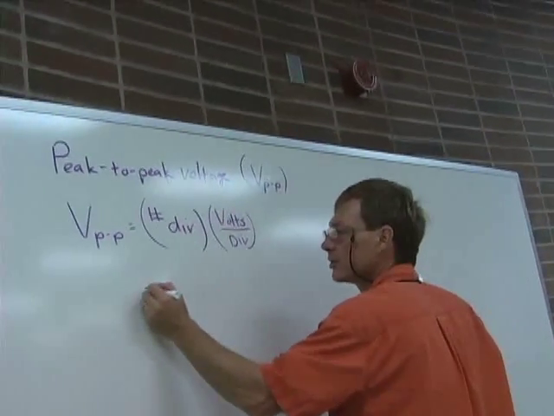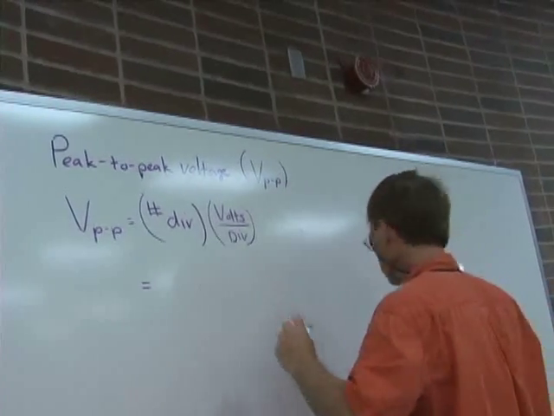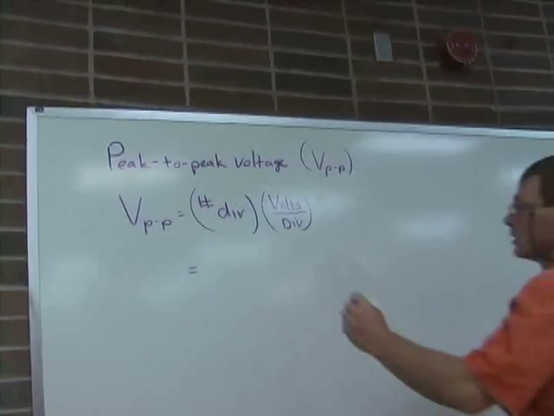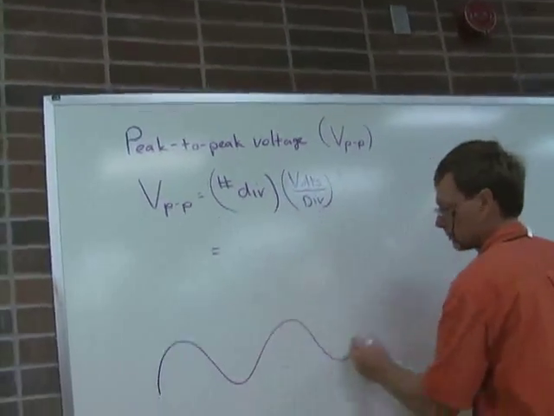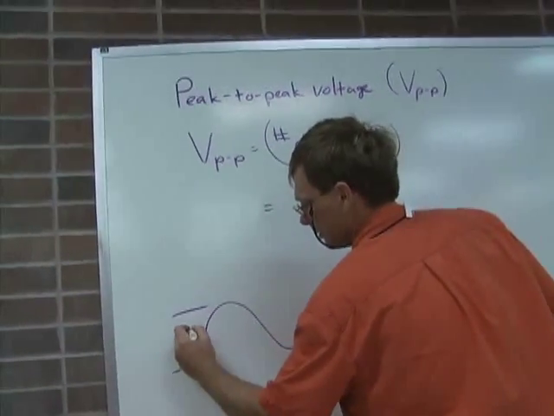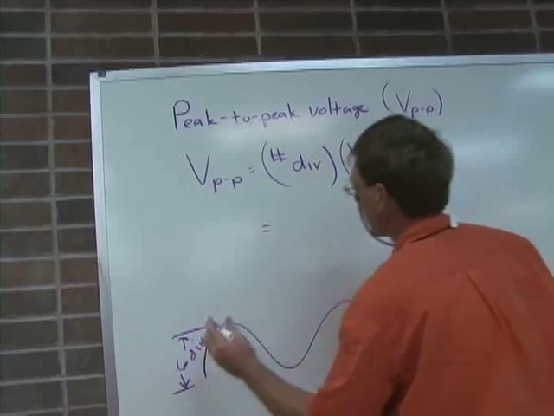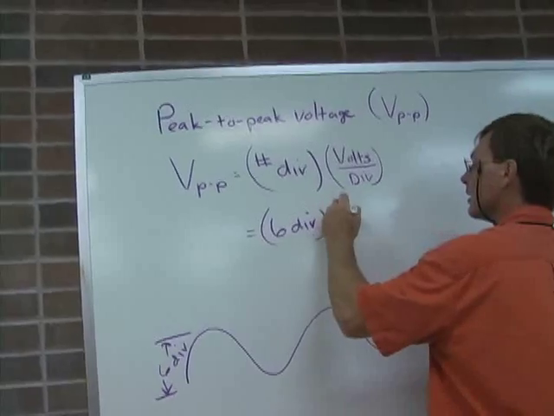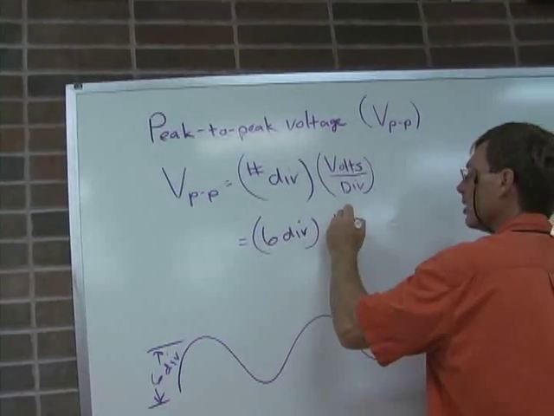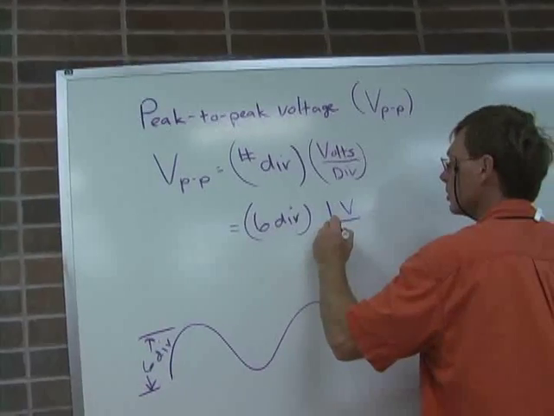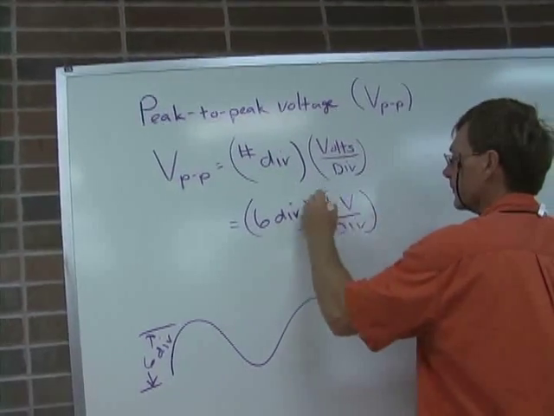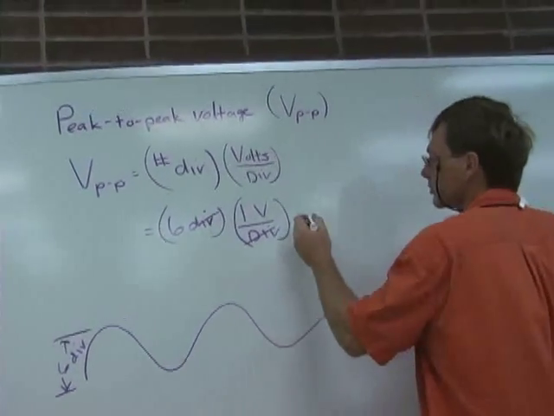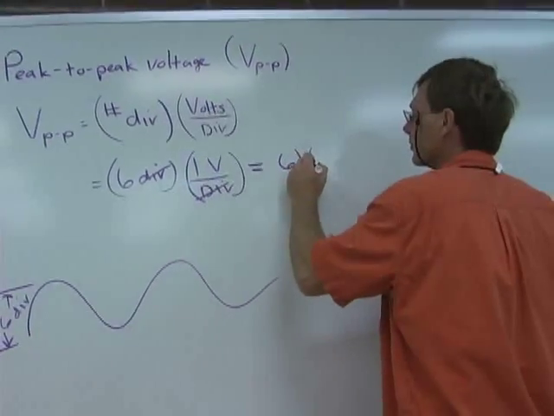So in this case, the number of divisions was 6. Is that right? Let's see. 1, 2, 3, 4, 5, 6 divisions. So we had 6 vertical divisions on the oscilloscope. And it said on the scale, there was 1 volt per division. I just adjusted that scale, and I can make it bigger or smaller. I just want to make it easy to read. I've got 6 volts, and that's peak to peak.